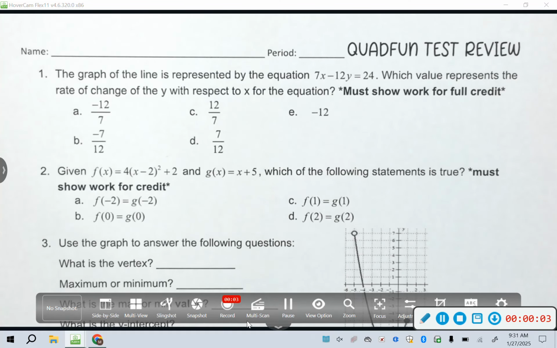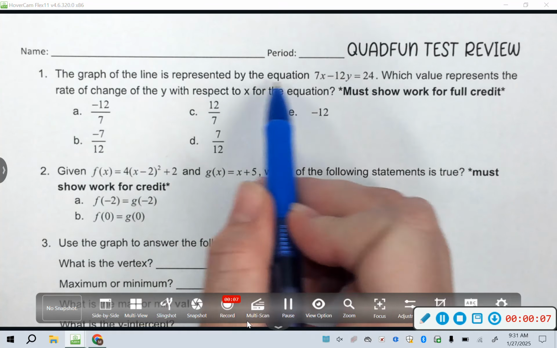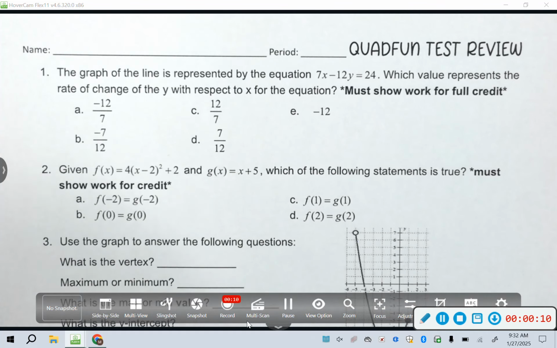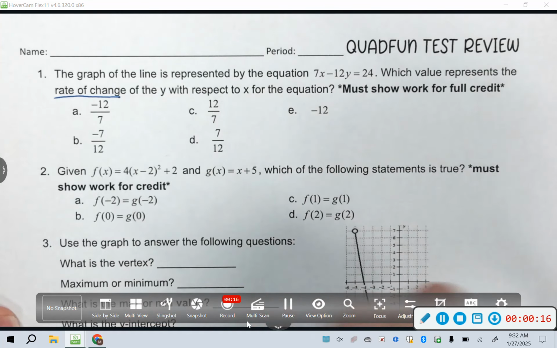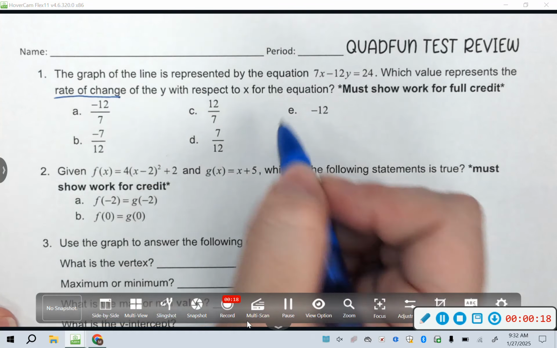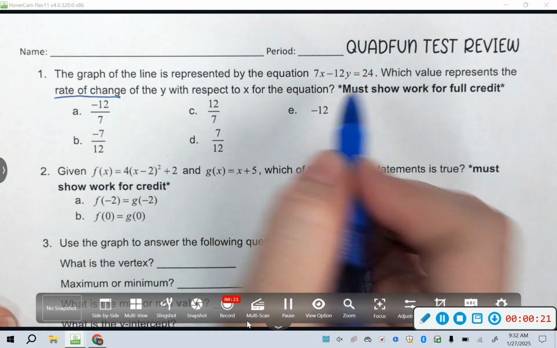Okay, quad fun test is tomorrow. So number 1 says the graph of a line is represented by the equation 7x minus 12y equals 24. So this is a review question. Which value represents the rate of change? That's our keyword here. Of the y with respect to x. Just a fancy way of saying of your function.